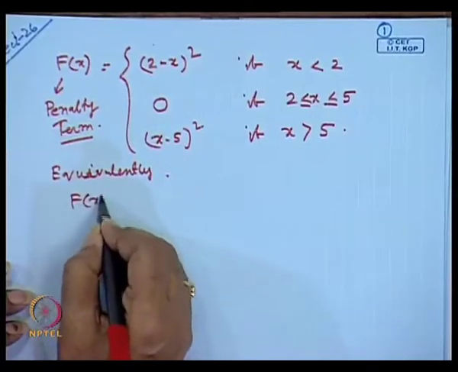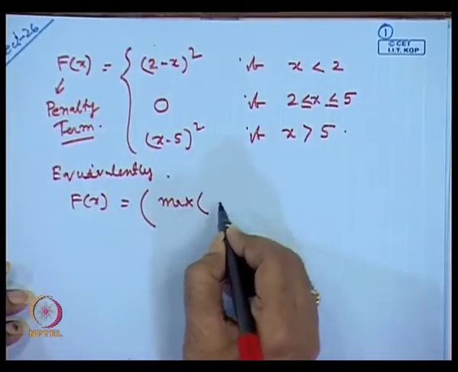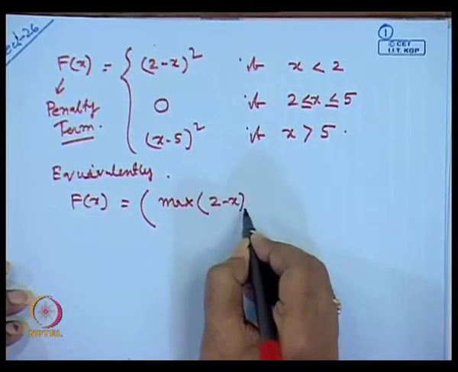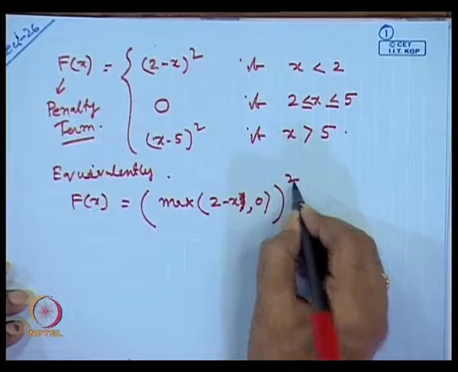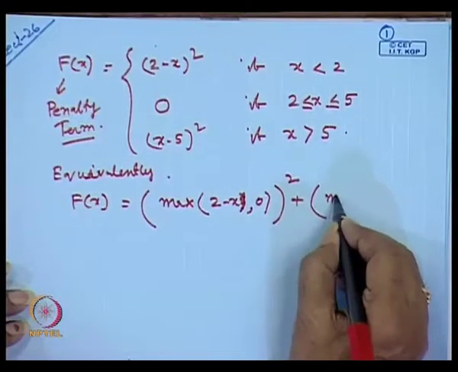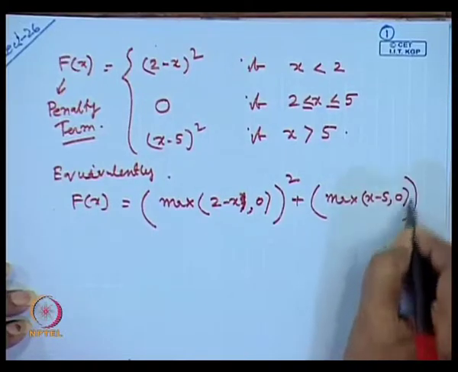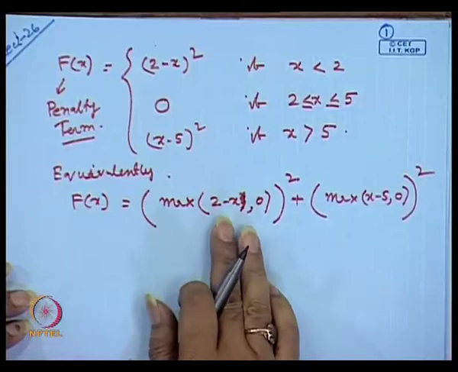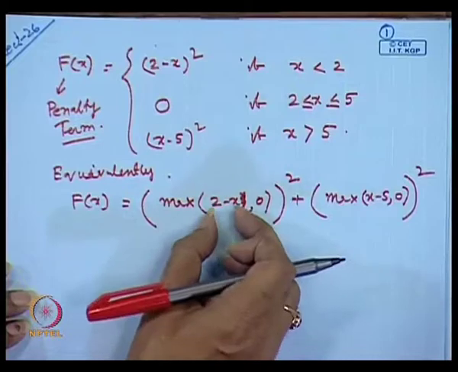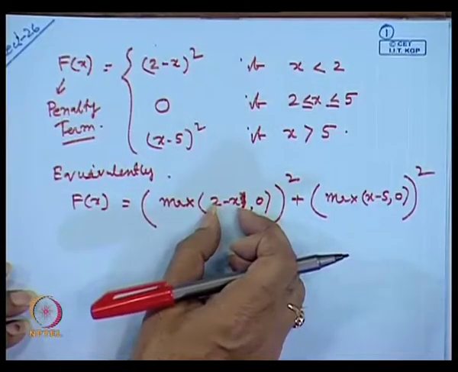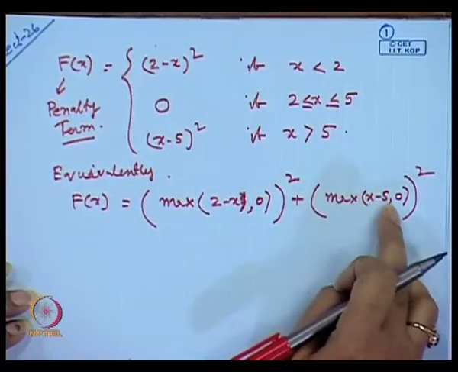We have f of x is equal to max of (2 minus x, 0) whole square plus max of (x minus 5, 0) whole square. Now, you see when x is less than 2, this quantity is positive and the maximum of that one you take, whereas for x greater than 2, this quantity is negative and the maximum of this one is 0.